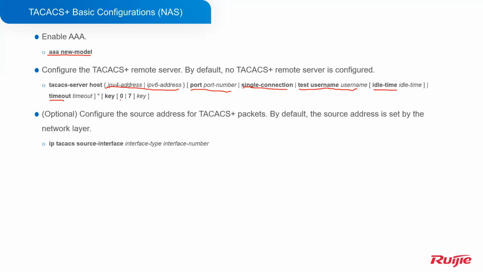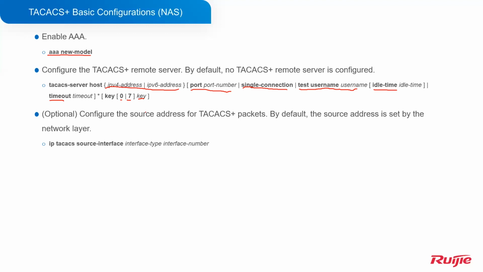And the next is a key. Key has 2 types, 0 and 7. 0 means it's plain text, while 7 means it's cipher. Okay, and followed with the key. Okay, with the key on both sides when they do the authentication. And next is optional configuration.